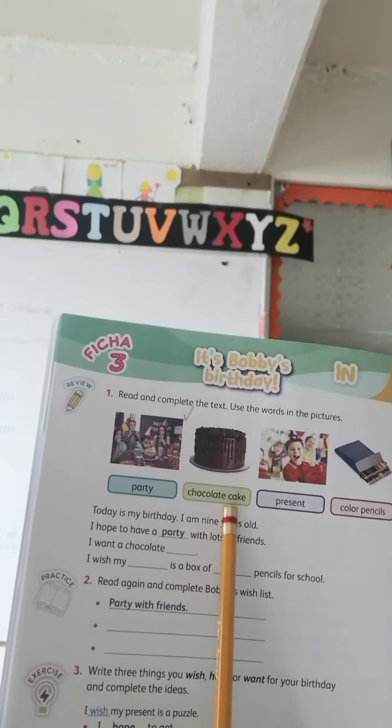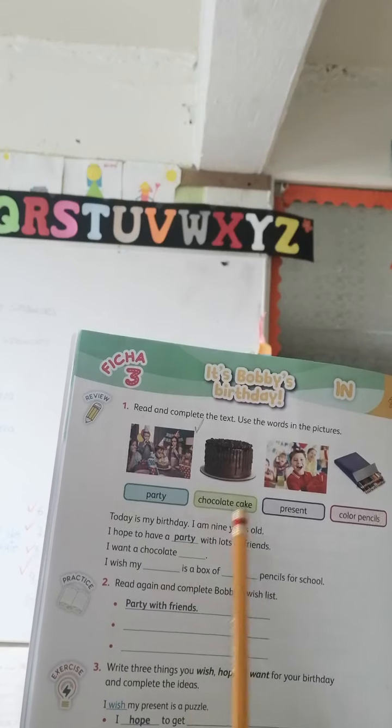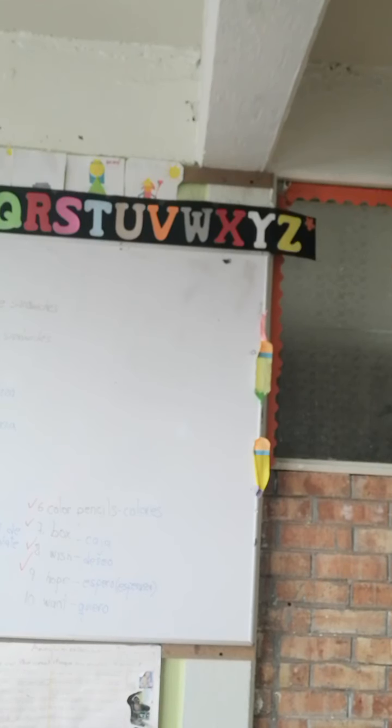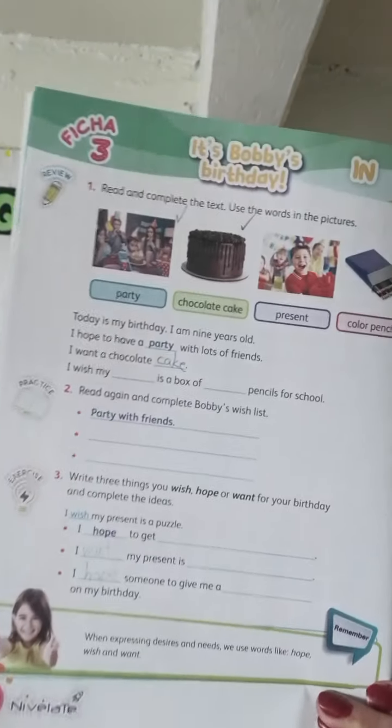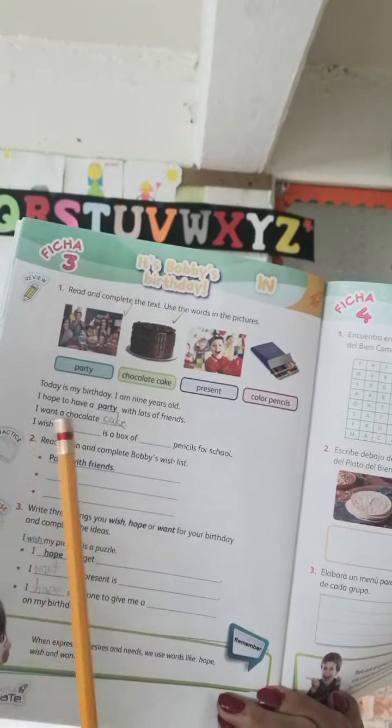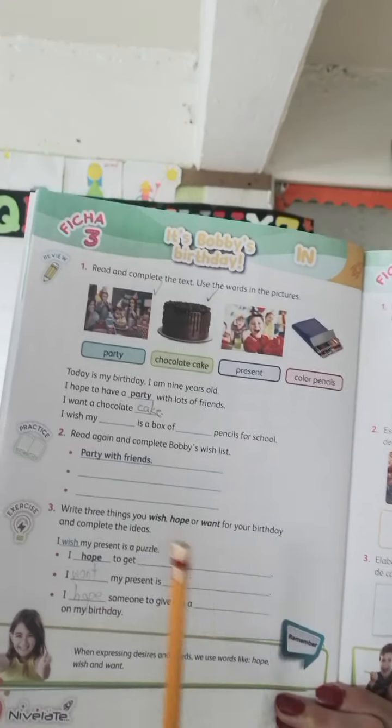Yes, a chocolate cake. You are going to write here, cake. And write a check mark. I draw a check mark here. Chocolate cake. Very good. Okay, are you doing it? Okay, very good, kids, because remember that no homework, but you have to work here in the class.